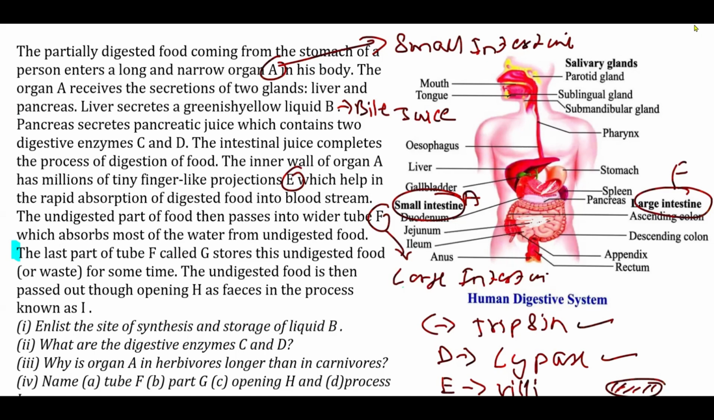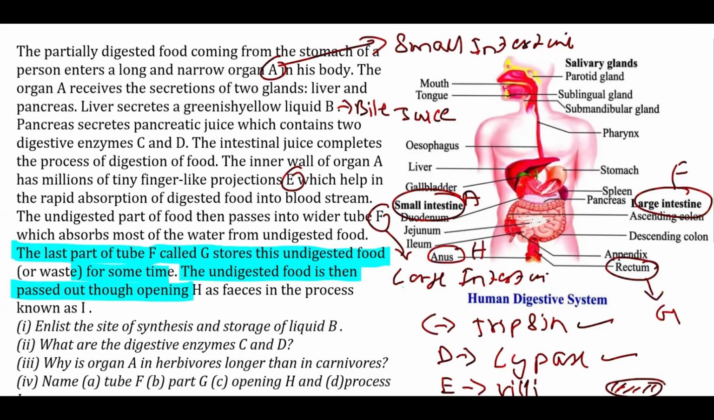Let's see the sequencing of the question. The last part of the tube F, called G, stores the undigested food. That is the rectum. This is the rectum that stores the undigested food for some time. The undigested food is then passed out through the opening H. So H is the anus. This is H.